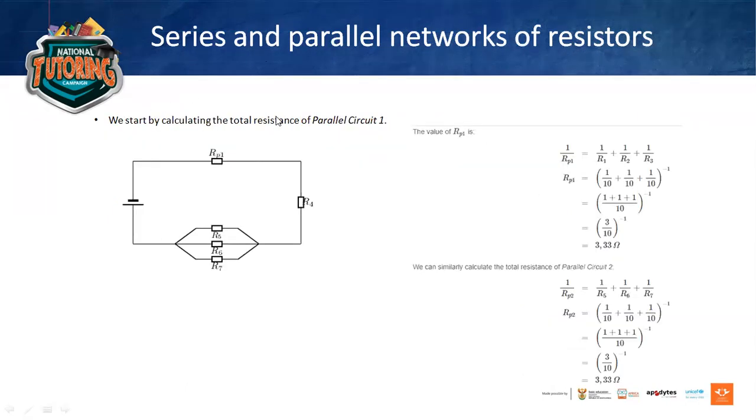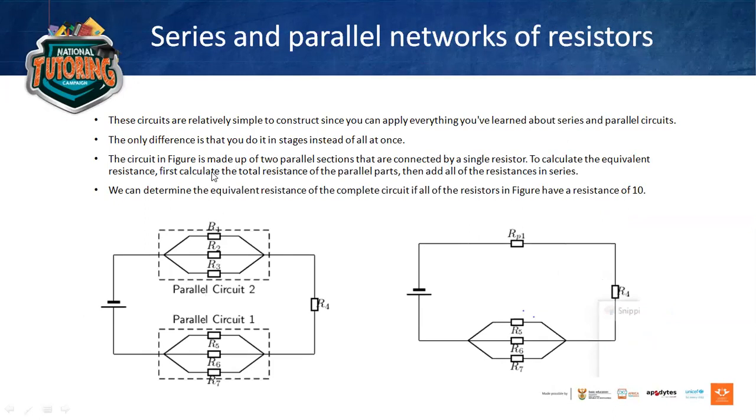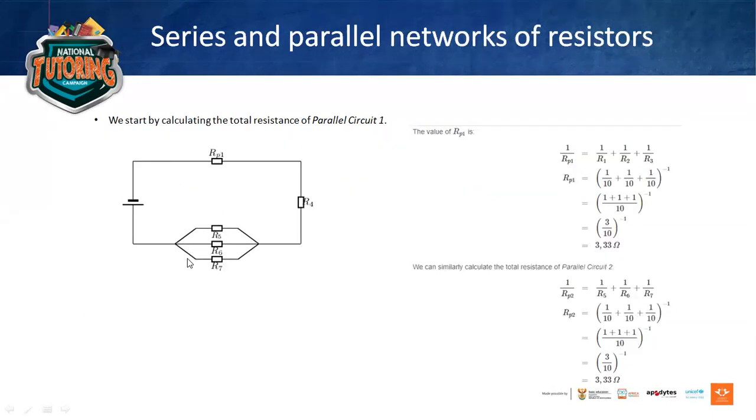So the first one, we're going to start by calculating the parallel circuit 1, which is this branch over here. We're going to start with that branch. And it says here the value of R parallel 1 is going to be 1 over R parallel 1 plus 1 over R parallel 2 and R parallel 3. And you're going to have your common denominator, which is 10, because they said all the resistances are 10. And here it's going to be 3 over 10, but then we're going to have to swap it around, and it's going to be 10 over 3, and this is going to give us 3.33 ohms.